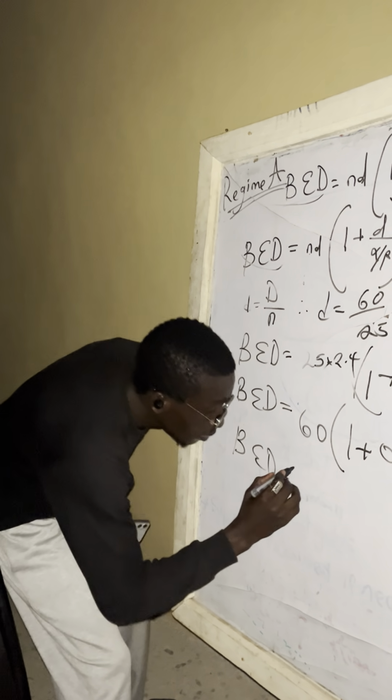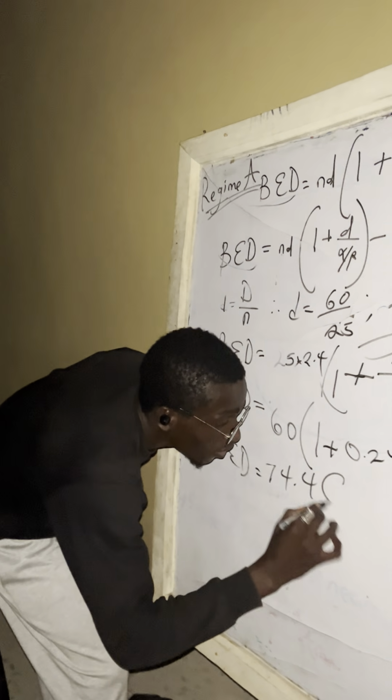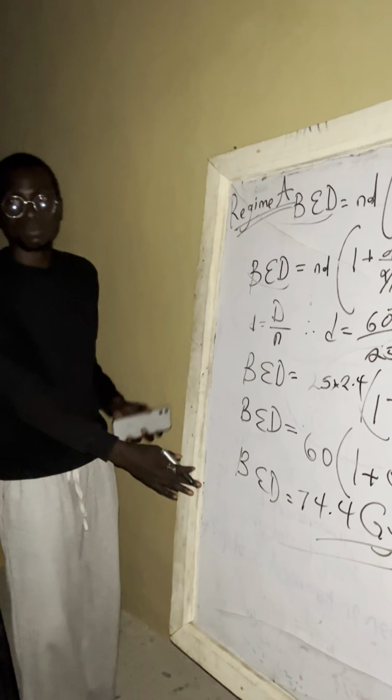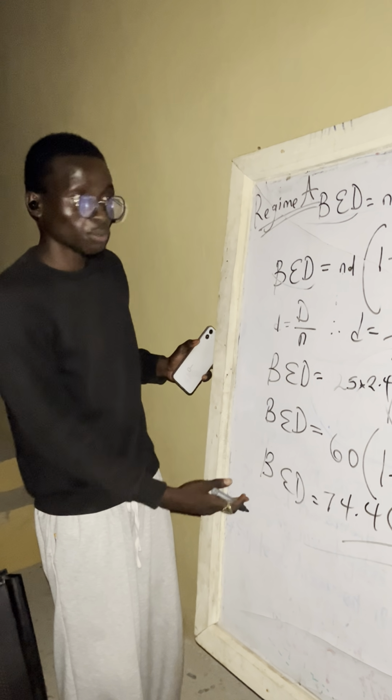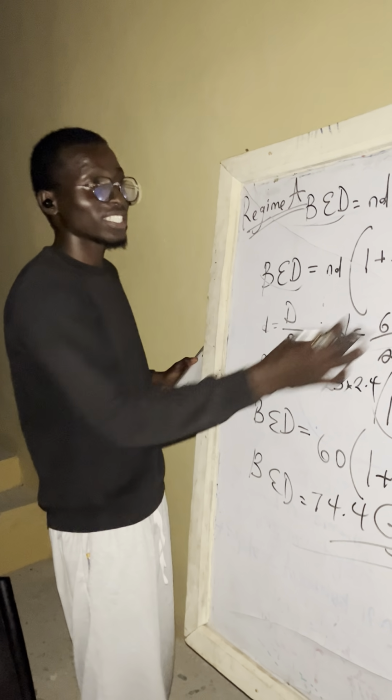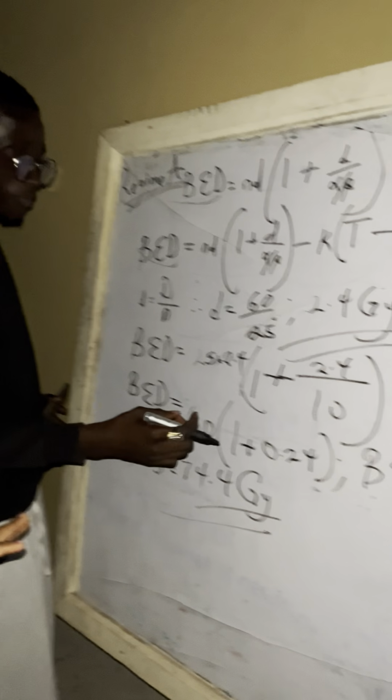So we have 74.4 gray, right? But this is not where we are stopping, right? This is the BED without time. Understood? So we also have the BED with time, which is where we got this formula. Also, to do it for the man, it is BED without time.